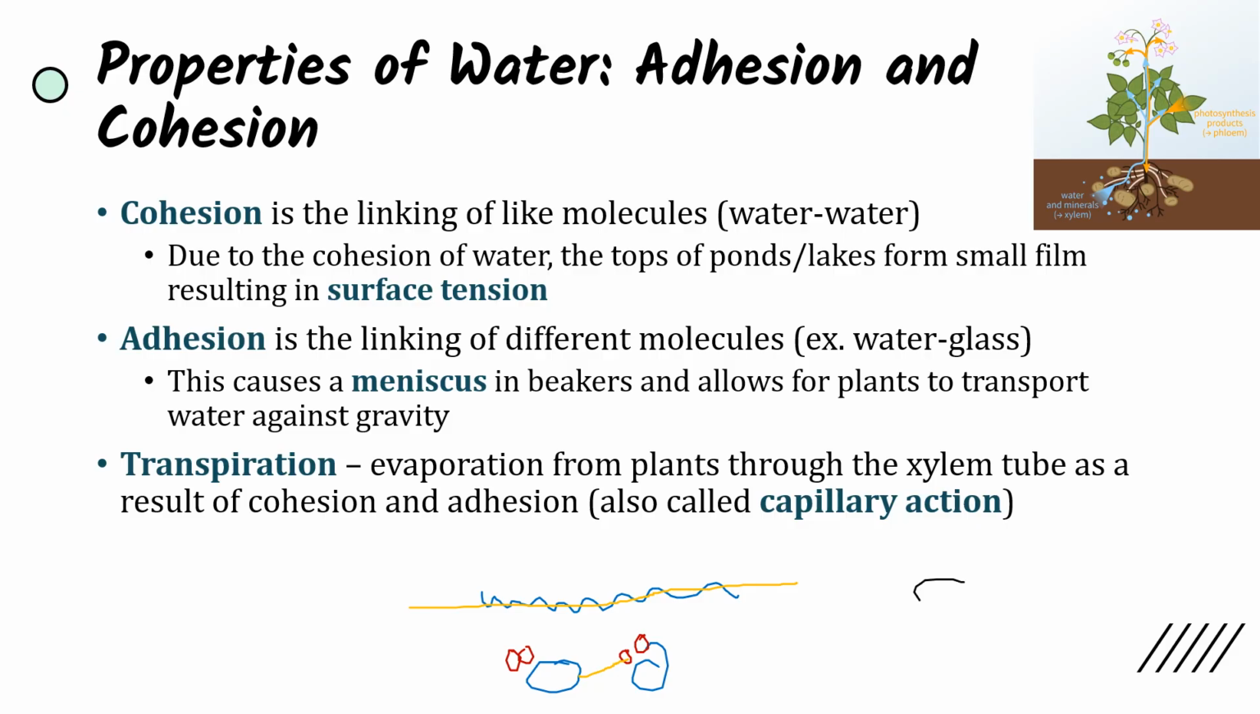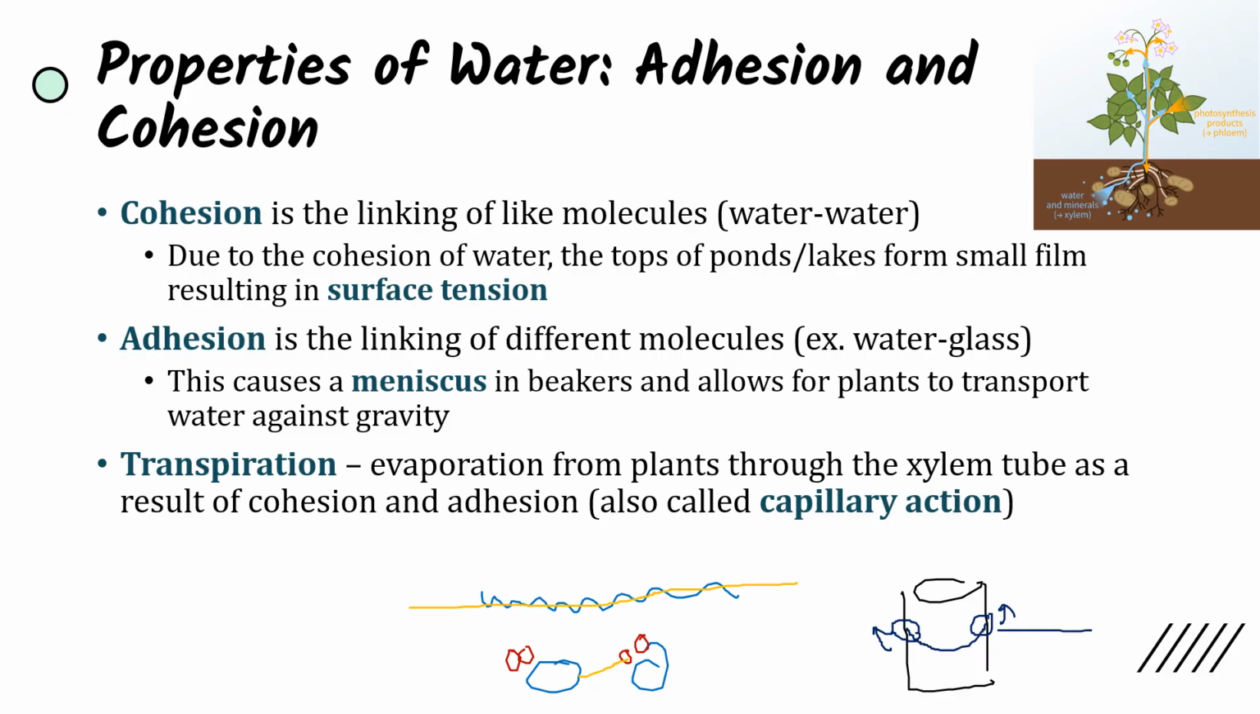If I draw a graduated cylinder here, the water is not going to form a straight line when it's filled up within the beaker. It's going to form a bit of a curve here because the water is attracted to the glass. It's going to stick to the glass and allows it to push up against gravity just a little bit. Additionally, it allows for plants to transport water against gravity through what's called transpiration.